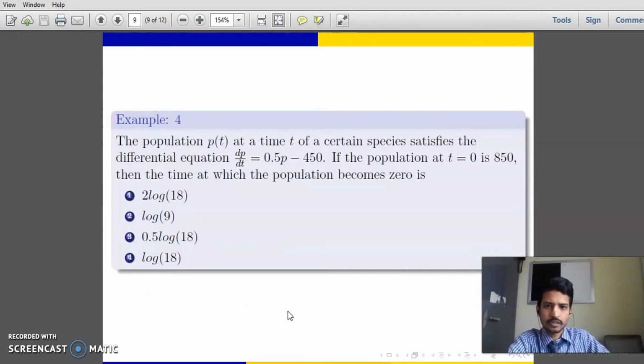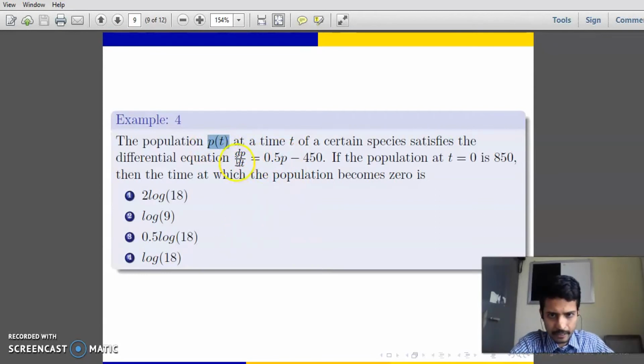Now we'll move to the next question, which is an application question corresponding to the first order differential equation. The population P of t at time t of a certain species satisfies the differential equation dP by dt is equal to 0.5 P minus 450. If the population at t is equal to 0 is 850, meaning the initial population is given as 850, then the question is to find t in such a way that P of t will become 0.